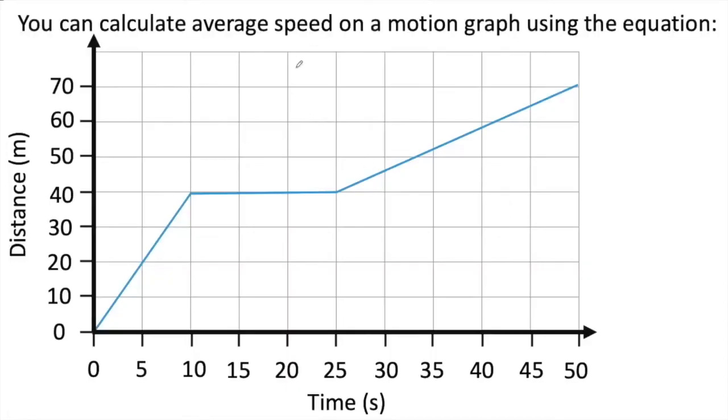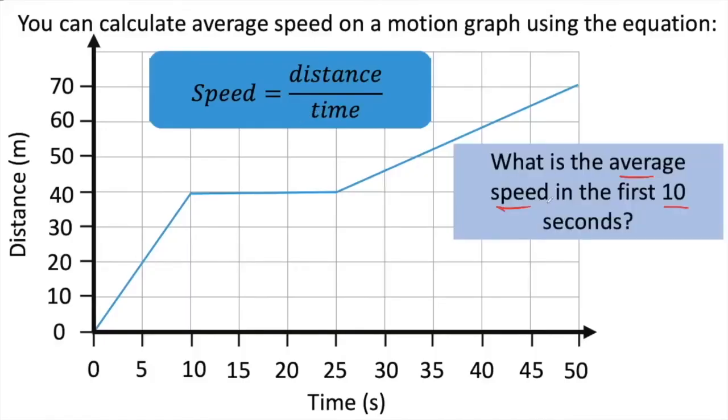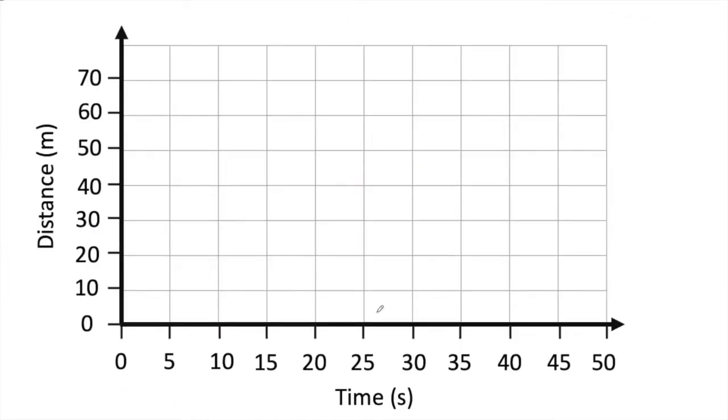You can calculate average speed on a motion graph using the following equation: speed equals distance over time, which is just rearranging that distance travelled equals speed times time equation. If you want to calculate the average speed in the first 10 seconds, you draw a line from 10 up to your graph and then across and read off your distance that it had travelled in 10 seconds. So we know here that within that first 10 seconds it's travelled 40 metres, so if we do 40 divided by 10, we'll get a speed of 4 meters per second.